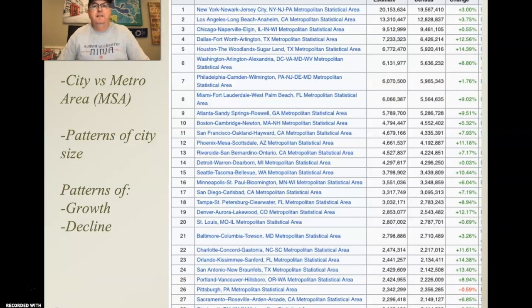Now, here's some more updated data. This is 2016 as well as 2010 data. I already explained the city versus metro area and MSA, but make sure you understand that going forward. Now, we want to look at the pattern of city size in terms of population. We're not talking about spatial area, in terms of how big the city is spatially.